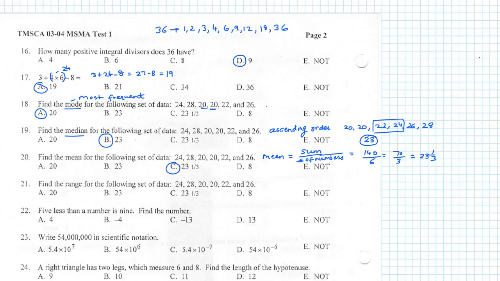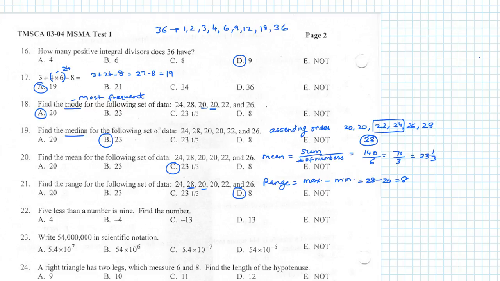Question 21, find the range for the following set of data. So range is the difference between the maximum number and the minimum number in the data set. So the largest number in the data set minus the smallest number in the data set. The largest number, or the maximum number, that we have is 28. So this will be equal to 28 minus, and the minimum or the smallest number that we have in the data set is 20. So 28 minus 20 is 8. So D is the correct answer.